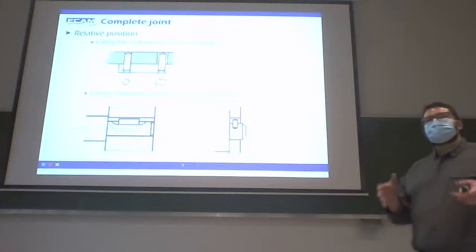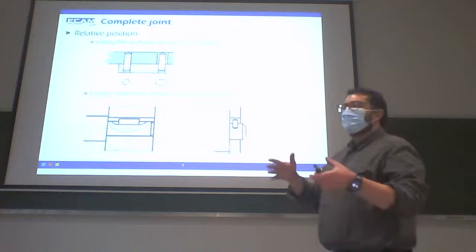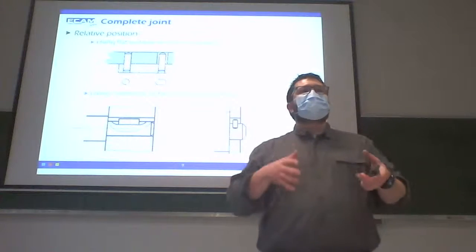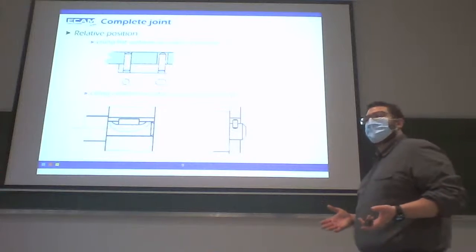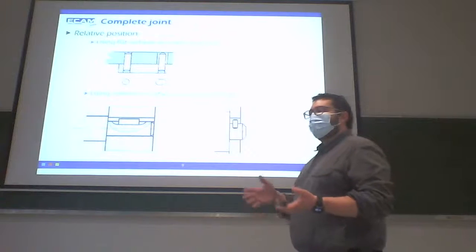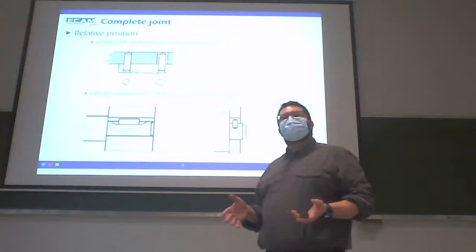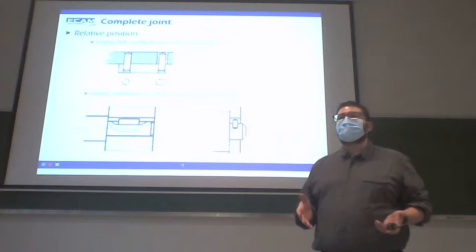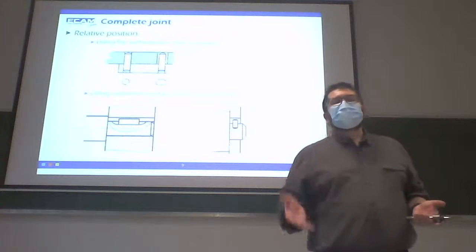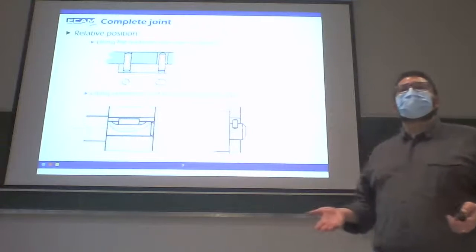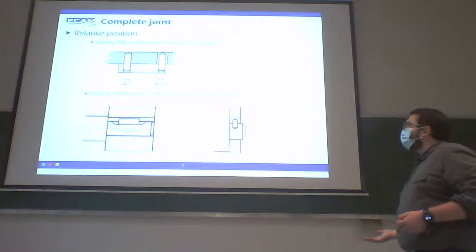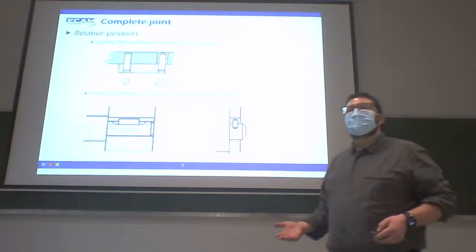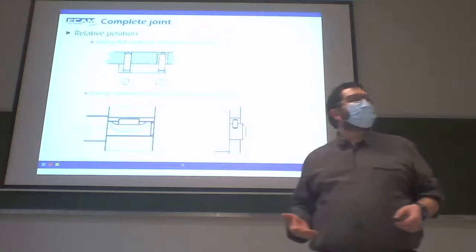What is important for you is to think that a complete joint is to remove all the degrees of freedom, the 6 degrees of freedom between two parts. So I need to stop all the movement. When it's realized, I have to maintain position to avoid the parts moving. Okay? Is it clear for you? Do you have some questions?